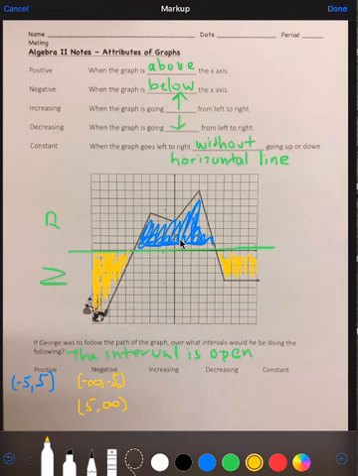Now, increasing. So when it's increasing, we'll put that in red. So we start from left to right, it's increasing there, it's increasing here, and those are the only two spots. Even though it's increasing in the y value, when we're talking about intervals, we're only talking about the x values of the interval. So in this case, it's increasing. We start from left to right.